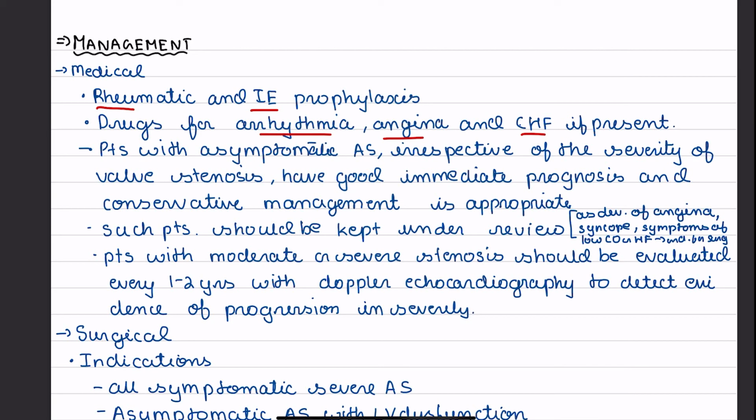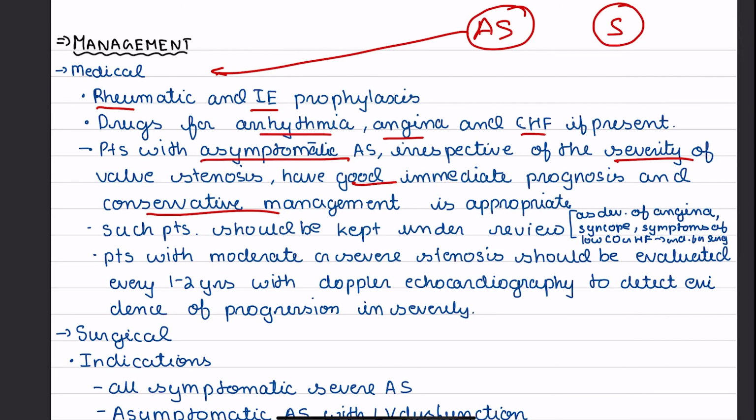Okay, now the main treatment for aortic stenosis. If they are asymptomatic patients, no matter how severe the stenosis, that is, no matter how small the valve area has become, they have a good prognosis, and so conservative management. So as I said, we are dividing them into asymptomatic and symptomatic patients. For asymptomatic patients, we usually do conservative, medical management, and it's usually for symptomatic patients that surgical intervention is indicated. But they should be kept under review. We should review them yearly, because if they develop any symptoms like angina, syncope, low cardiac output or heart failure, then it becomes an indication for surgery.